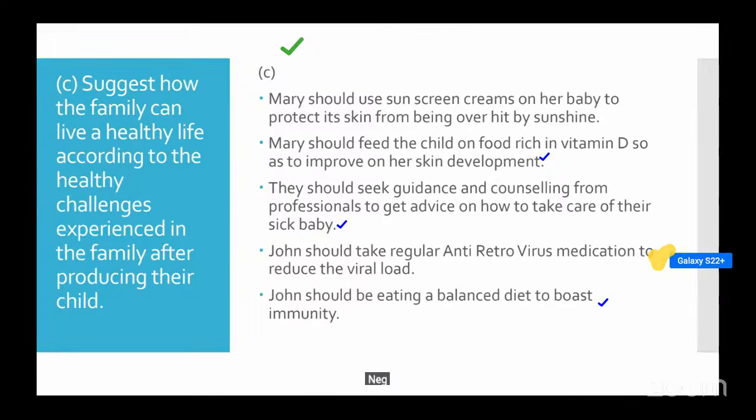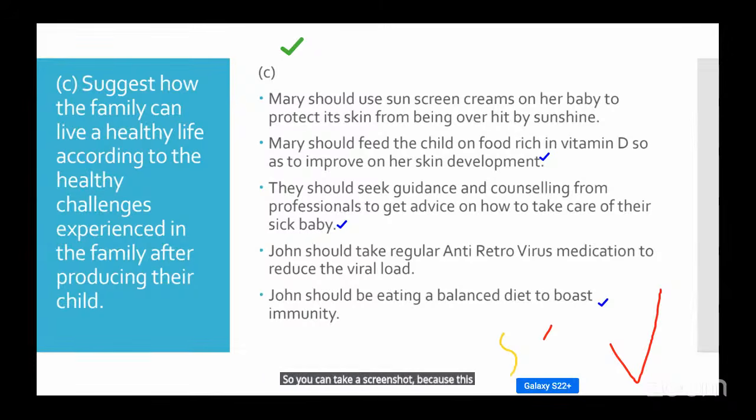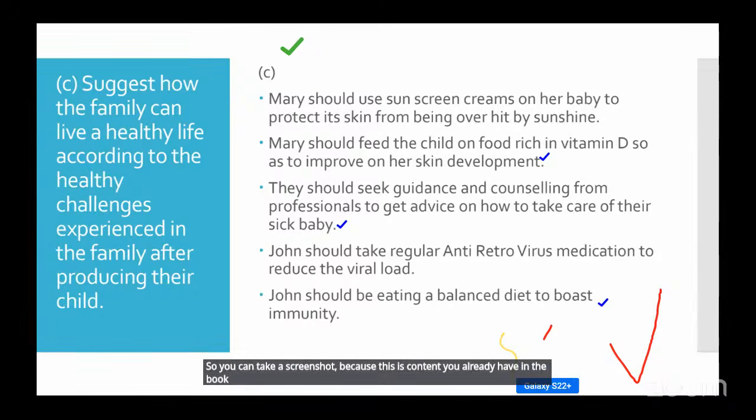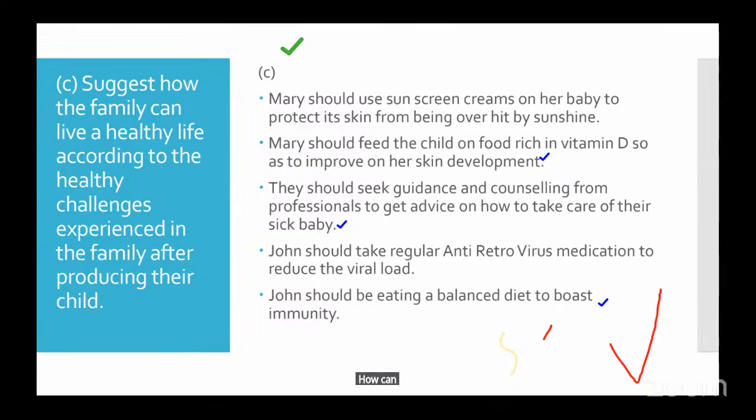negative. So in case of the child, we can talk of getting the sunscreen creams, food rich in vitamin D, seeking guidance. So you can take a screenshot because this is content you already have in the book. How can we have only explained the abnormal skin? Okay, the characteristics will be for the condition of albinism. So I just picked one.